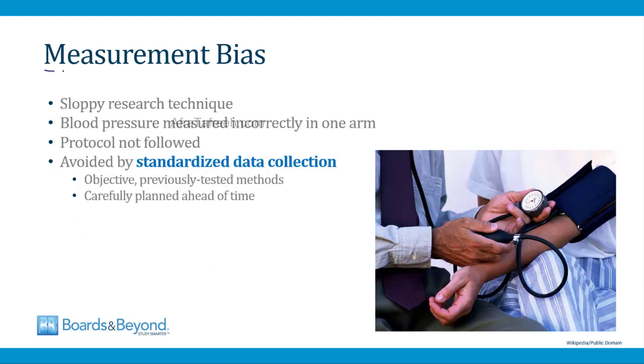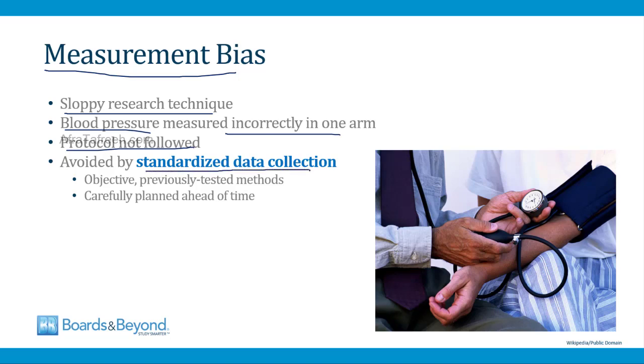The term measurement bias can mean any bias in a study caused by the way you measure exposure and outcomes, but often when people use this term, what they're really referring to is sloppy research technique. So for example, if you were measuring blood pressure incorrectly in one arm of patients in the study, that could lead to measurement bias in the way you measure blood pressure. Basically, if your researchers aren't following the protocol that you develop, then measurements of exposure and outcome can be assessed improperly. And this is avoided by standardizing the way data are collected.